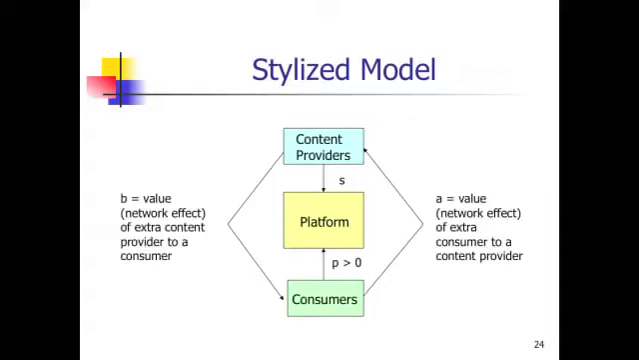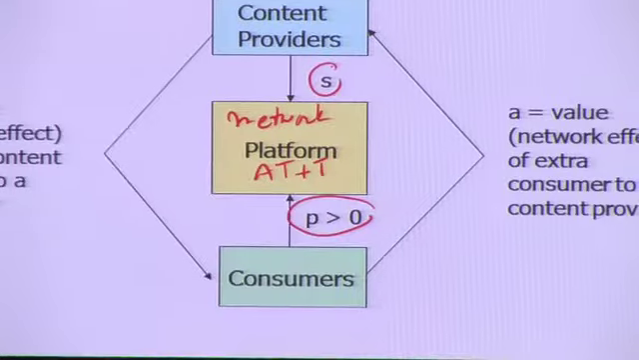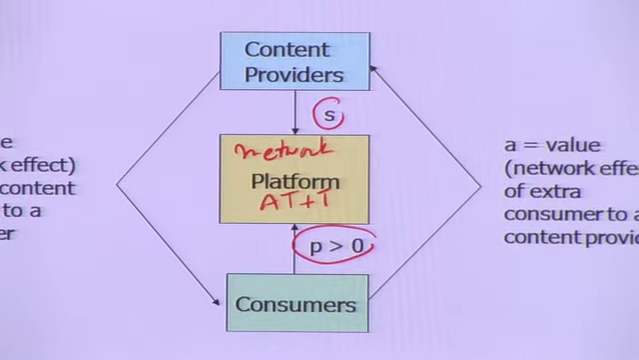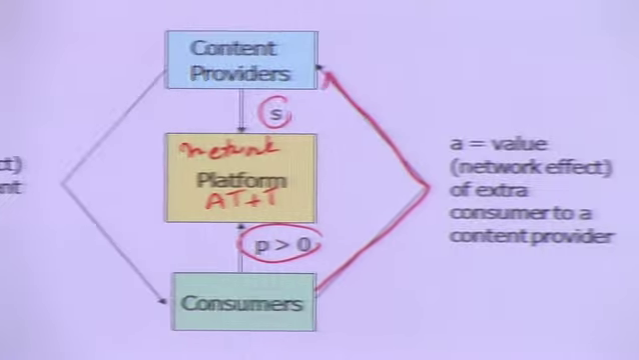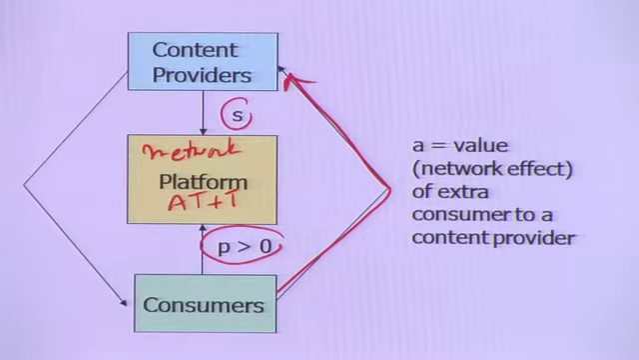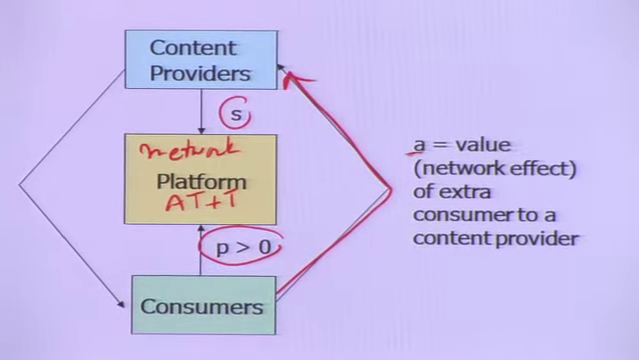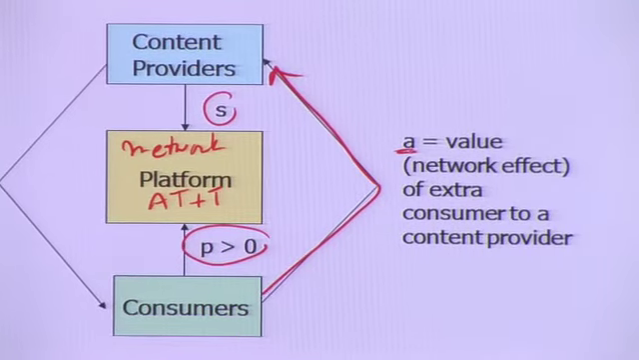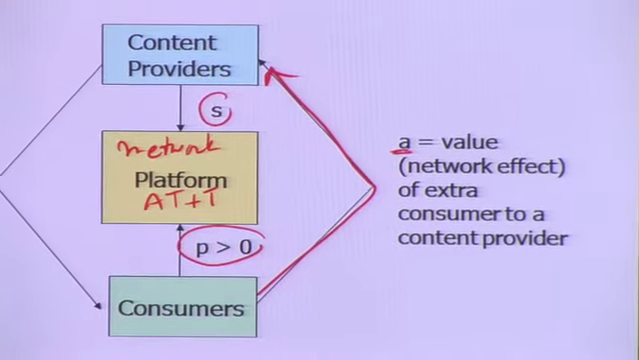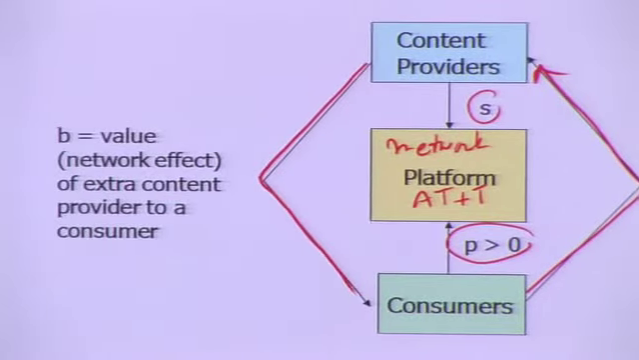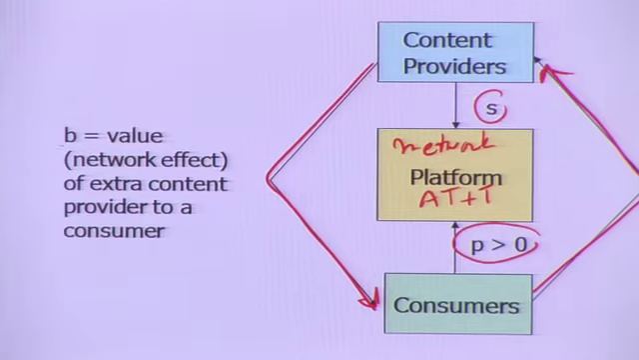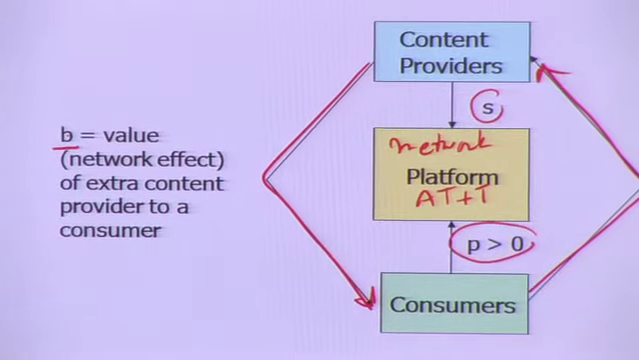So to summarize it, here's the stylized model. Here's the platform, which you should think of as the network, or AT&T. It charges some money to consumers, and it charges some potential money to content providers. But there are these network effects. There's a network effect that goes from the consumer to the content provider, and we call this A. This is the value of an extra customer to a content provider. And then there is some value of a content provider to a consumer. The consumer gets some value B because of the existence of this extra provider.